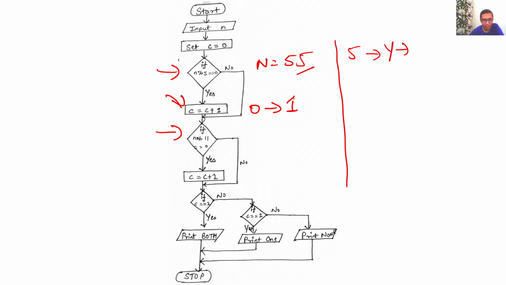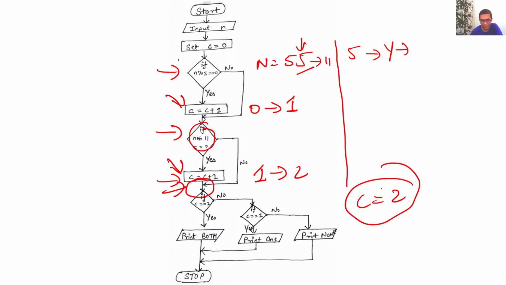Then I'll simply check whether n is divisible by 11 or not. So is 55 divisible by 11? The answer is yes. So again, the value of c would be incremented. So now the value of c would become 2 from 1, right? At this point, the value of c has become 2, which means that it is divisible by both 5 and 11, right?